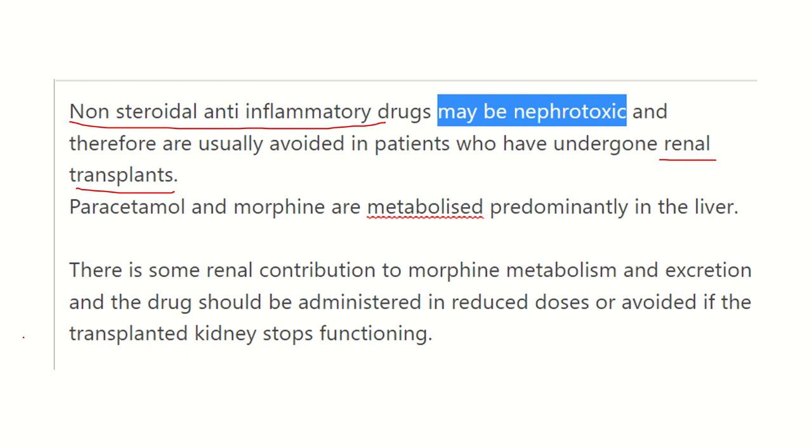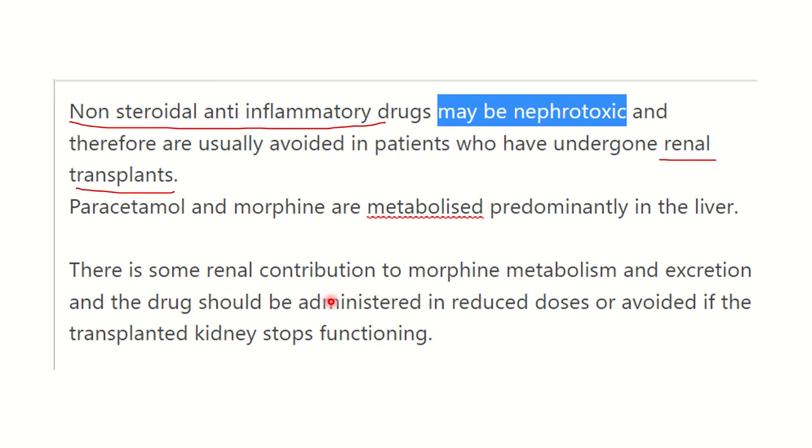On the other hand, we can see here paracetamol and morphine, two important drugs, which are metabolized predominantly in the liver. So paracetamol and morphine can be given to the kidney patient because they are biotransformed by the liver. There is some renal contribution to morphine metabolism and excretion, and the drug should be administered in reduced doses or avoided if the transplanted kidney stops functioning.